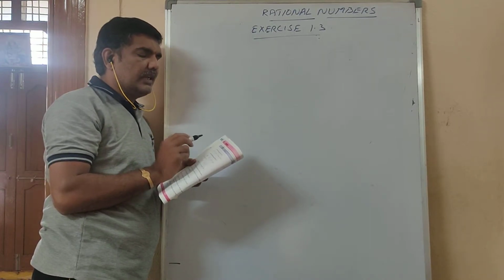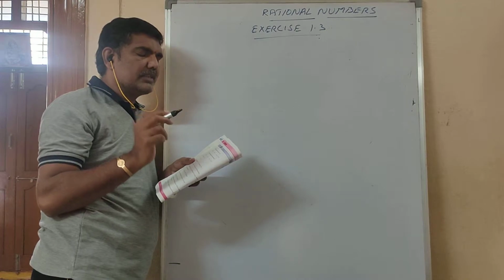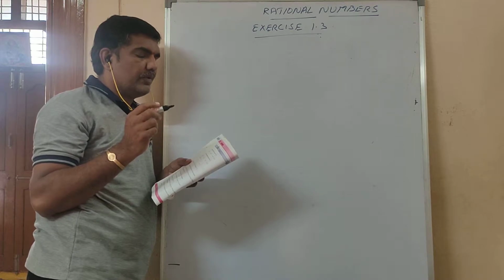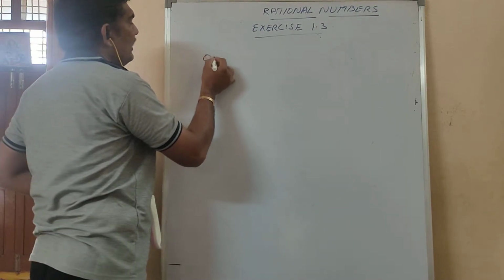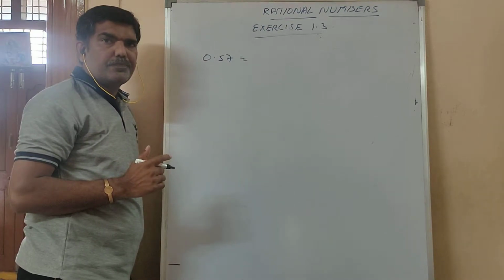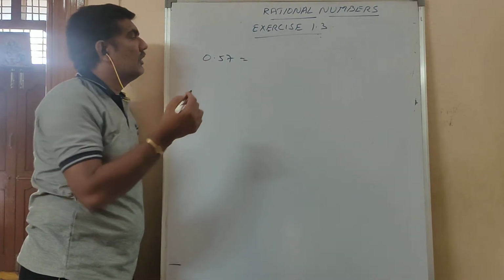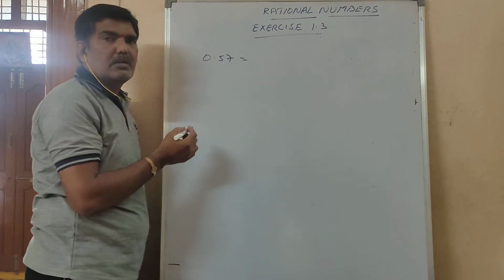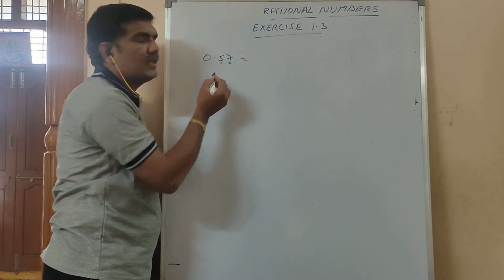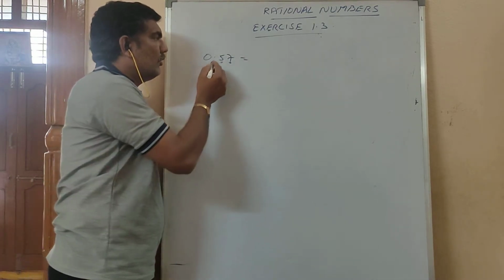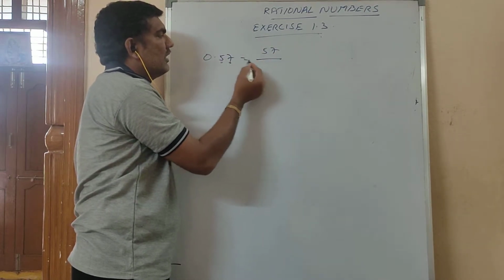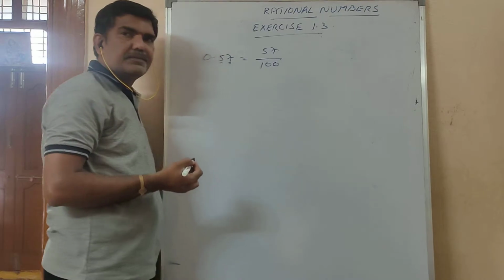First question: express each of the following decimals in the form of P by Q. Here, 0.57 you should express in the form of P by Q. For that, what do you have to do? This is called a decimal. After the decimal, how many digits are there? One digit, another digit. Two digits are there. So the digits you have to write in the numerator. Two digits are there, so two zeros and one in the denominator.